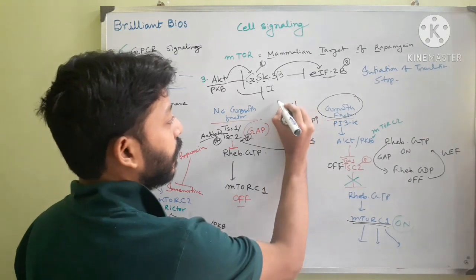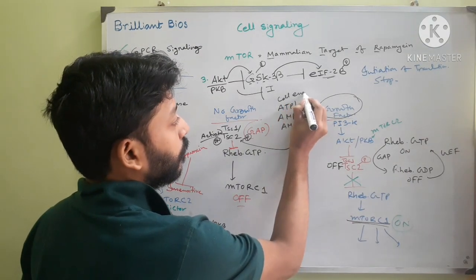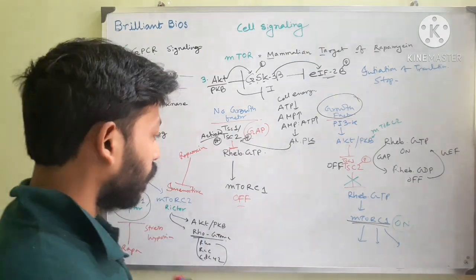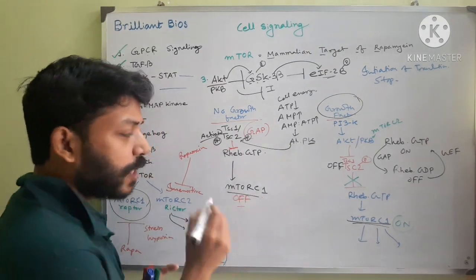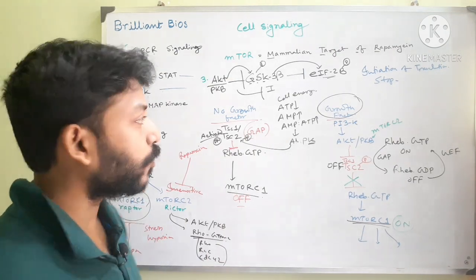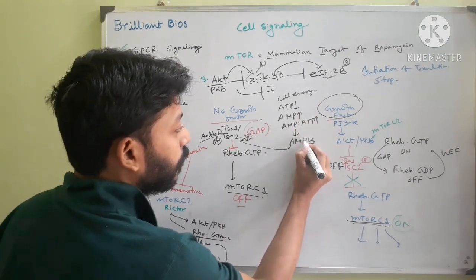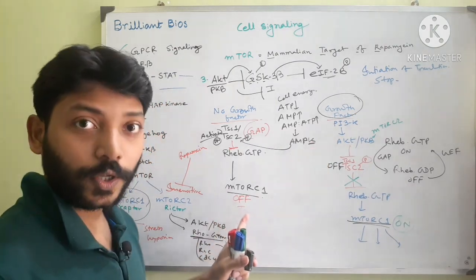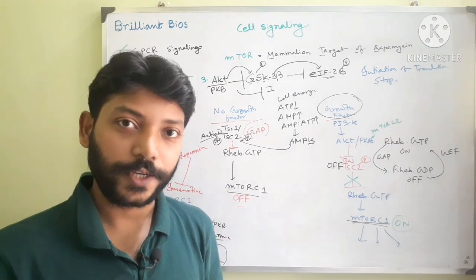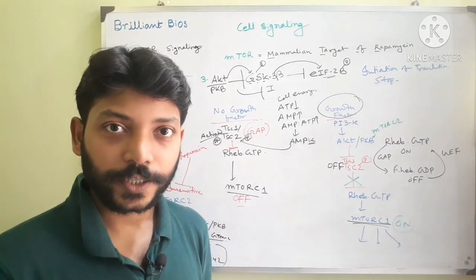So the cell can sense the energy inside the cell, so it will actually turn off mTOR C1, because mTOR helps in the proliferation and growth of the cell. But when there is less energy, mTOR C1 should be inhibited. Now, how mTOR actually controls this pathway, I will tell you.